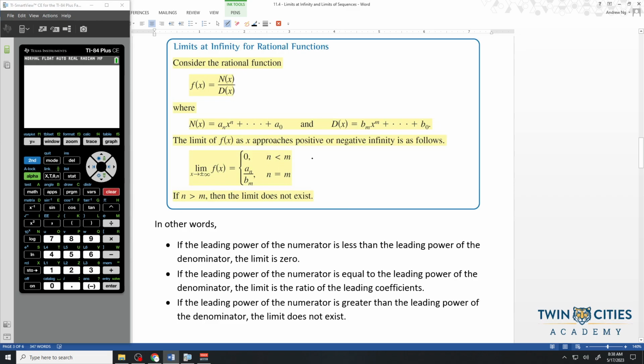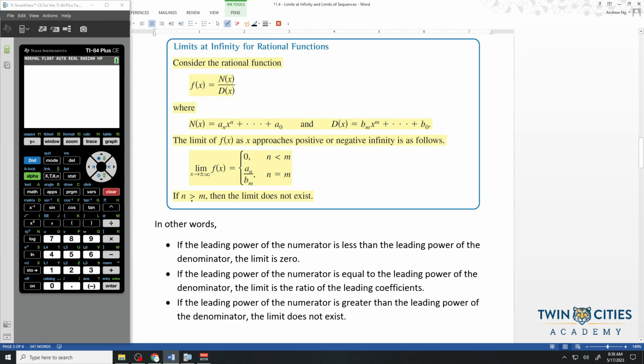If they're equal to each other, so if the highest power in your numerator is 4 and your highest power in your denominator is 4, so n is equal to m, then you want to look at the leading coefficients. How many of those x to the fourths do you have in the numerator? How many of those x to the fourths do you have in the denominator? If, let's say, you have 3x to the fourths in your numerator, and that's your leading term, and your denominator has maybe 5, then we would do 3 over 5, which would be what your limit approaches.